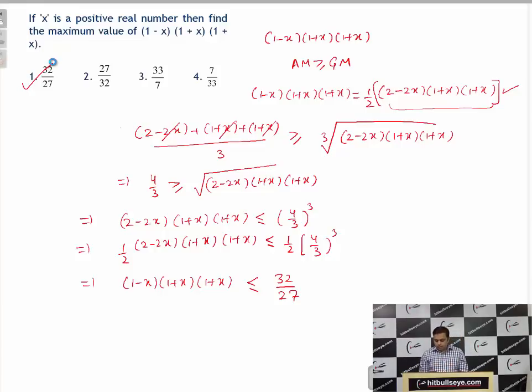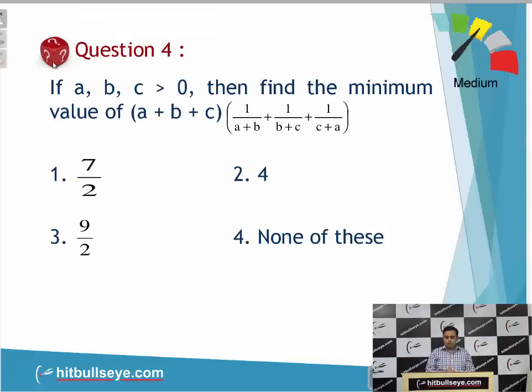Now let us try one more question. Here again the question says that a, b, c are positive and we have to find the minimum value of a plus b plus c into 1 over a plus b plus 1 over b plus c plus 1 over c plus a. Now here we have to find the minimum value of the product of two different types of algebraic expressions. One is the simple a plus b plus c and the second one is 1 over a plus b, 1 over b plus c, 1 over c plus a.